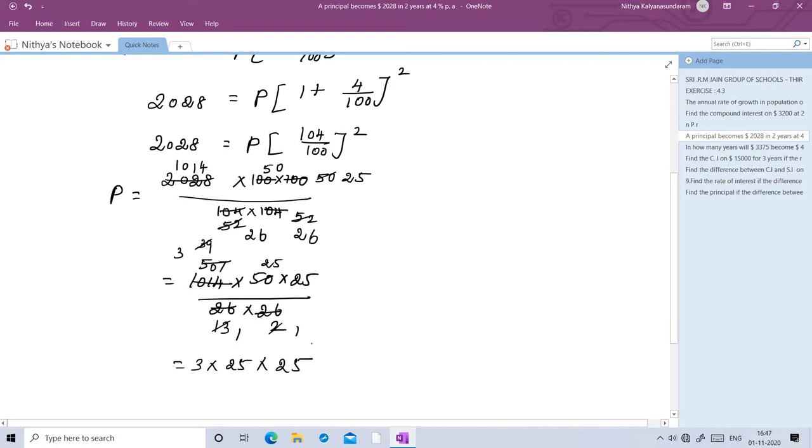So multiply, 25 into 25 is 625, into 3 is 1875. So principal is rupees 1875.